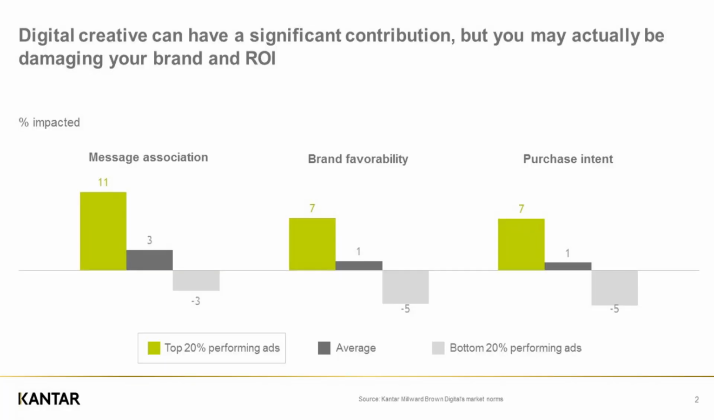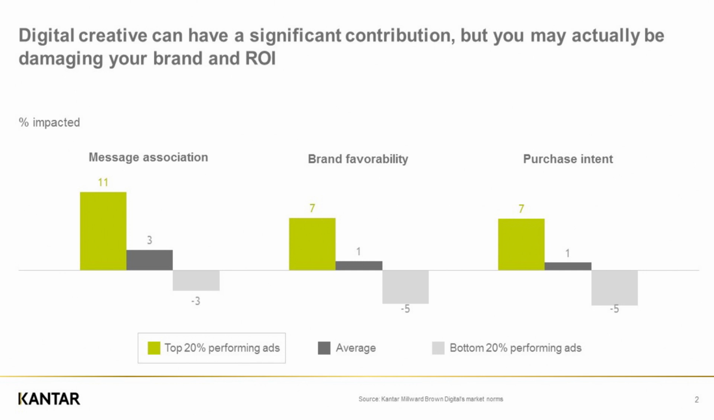So this is looking at our database of the top performing digital campaigns. The green there is the top 20% of performing ads. And surprise, surprise, if you deliver a great digital campaign, you're likely to see a strong impact for your brand overall. So you can see that the top 20% deliver the right message, and that leads to an improvement in favourability and purchase intent for your brand.